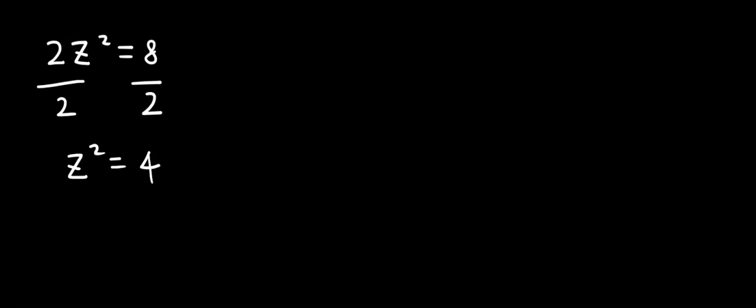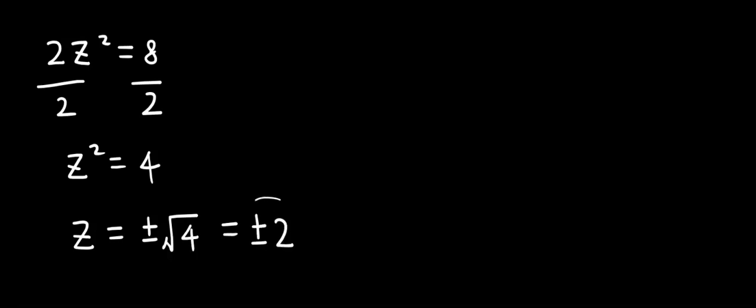Now, let us take the square roots of each side, then simplify it. Take the square root each side, so z squared becomes z. And then positive, negative square root 4 gives us positive, negative 2. Now you can circle your solution.